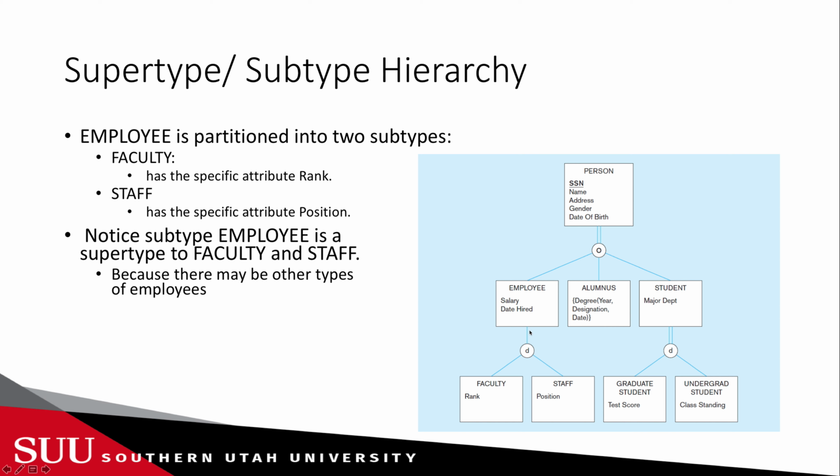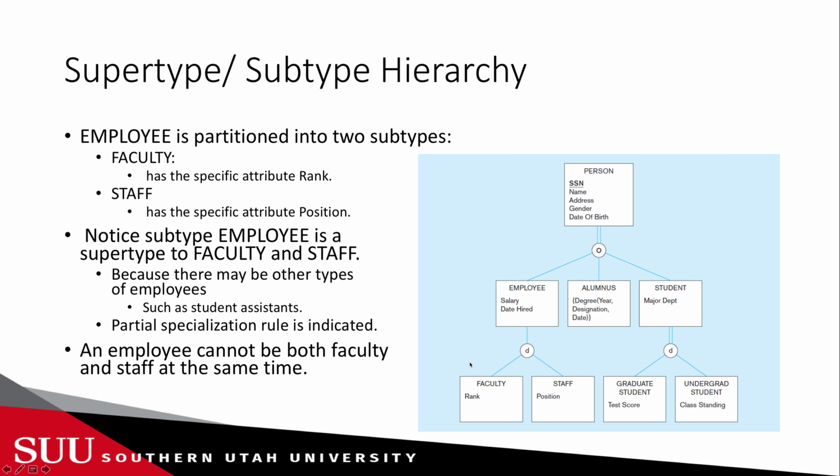Then we have partial specialization. Employees can be faculty, can be staff, can be something else like janitors, like security personnel, student assistants. So that's why we indicated by partial specialization rule. But if we look closely, we have the disjoint rule here that says an employee cannot be both faculty and staff at the same time.